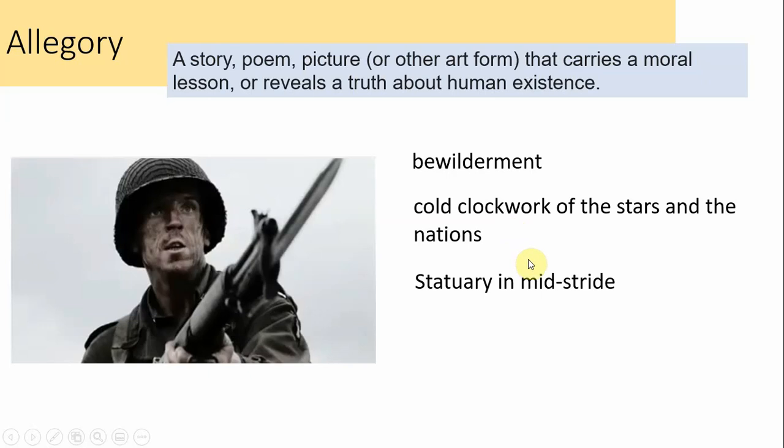He's compared to statuary in mid-stride, and this links to an idea of statues built of heroes. And here Ted Hughes perhaps is being ironic and suggesting that the soldiers we build statues of are as frightened as the yellow hare that appears in front of him. That they're not brave and heroic, but in fact they're wild and panicked and out of control, like the hare with its wide eyes and its open mouth.